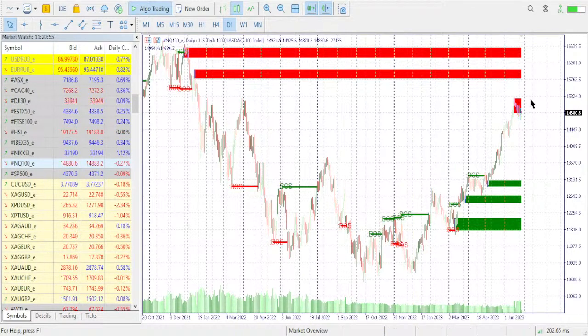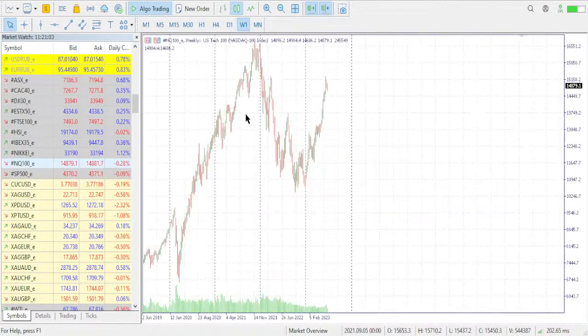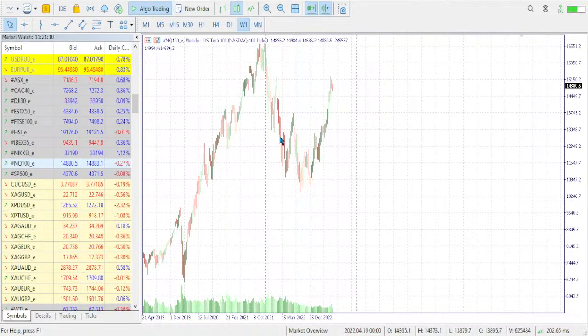This is a supply zone. We have another supply zone here. And we have another supply zone here. So on this chart, there is no clear trend, except if you check, there is a very good uptrend on the weekly time frame. You can see from this point we have a very good weekly uptrend.